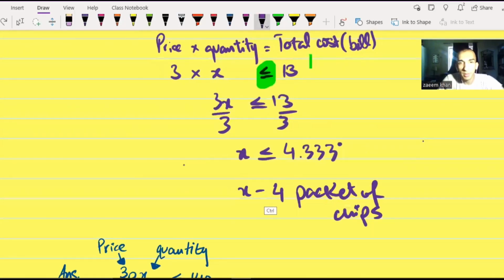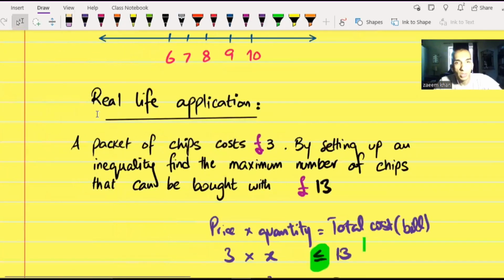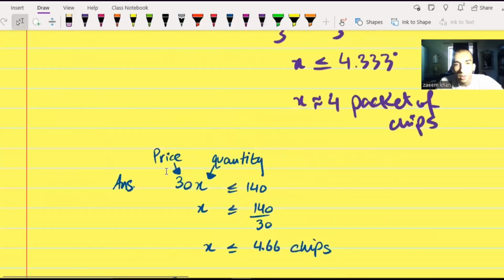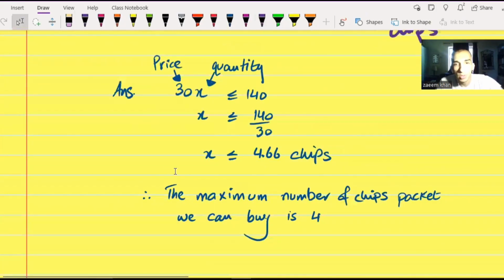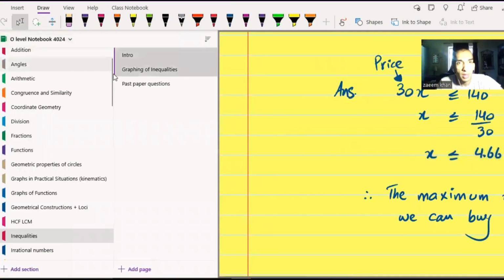Now, does that make sense? So that's some real life application of inequalities. The example that I had over here was in rupees. That's the currency that we use over here, and that was something similar as well. Now we're going to be moving on to the stuff that we have in your course.